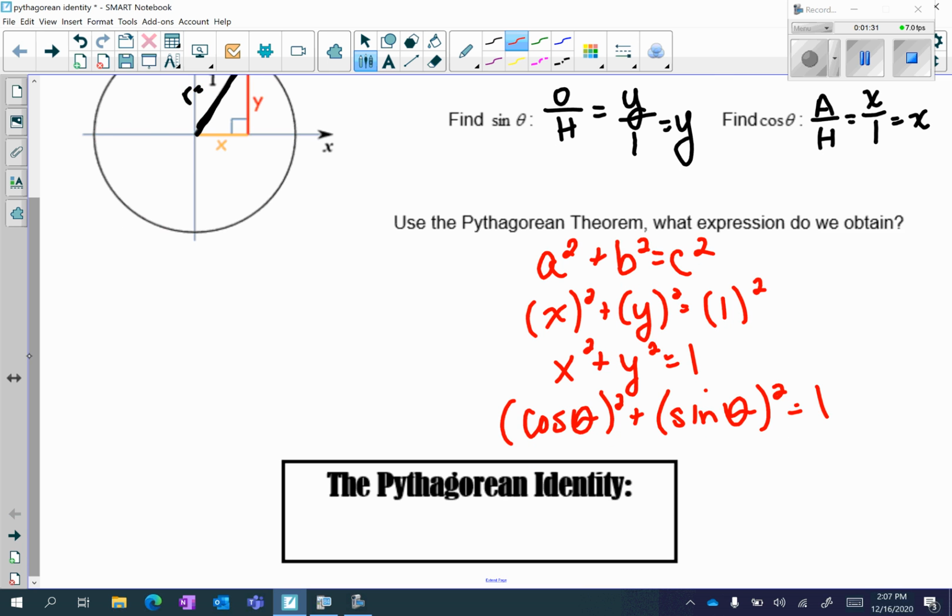Now, with a trig function, when we write it, we normally put our squared in between the cosine and the theta. So it's going to be cosine squared theta plus sine squared theta equals 1. Because you don't want to get confused about squaring the theta or the angle measure. You just want to make sure that we're squaring the overall function.